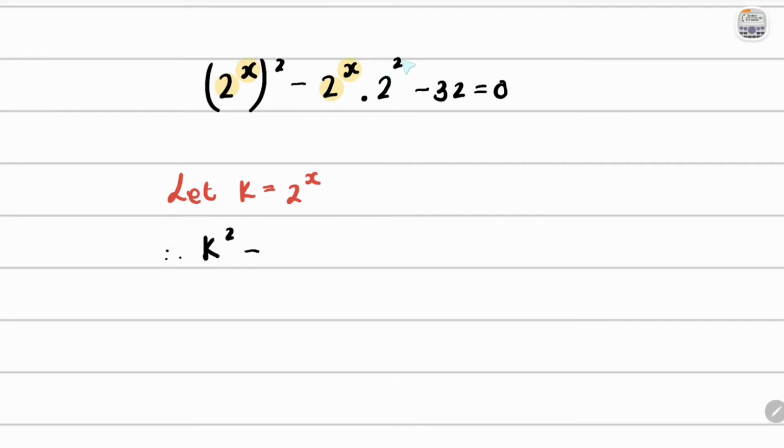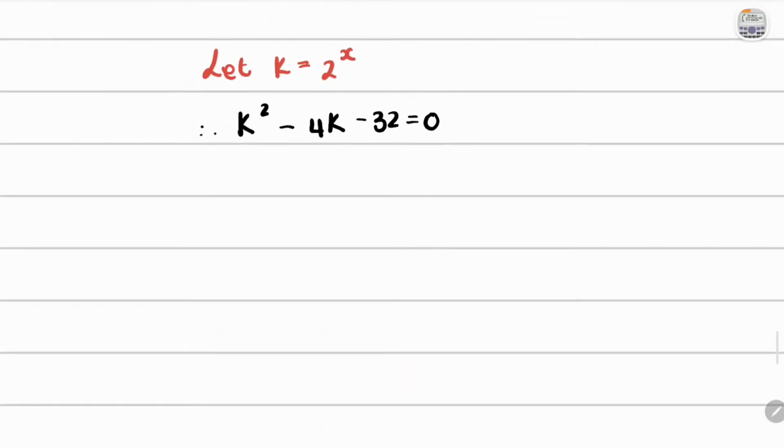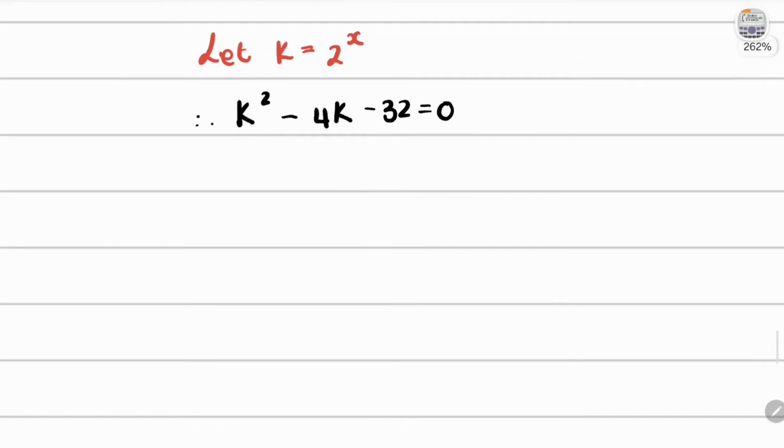But you can see that this is 2 to the power of 2. So let's just rewrite it as a single number. Now 2 squared is 4, and then we have 2 to the power of x, which we replace with k, and then minus 32 is equal to 0. Okay, great. We have something that looks more familiar. This is a quadratic equation where we have to solve for k.